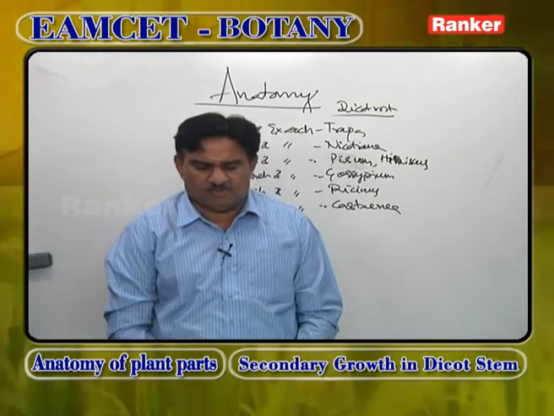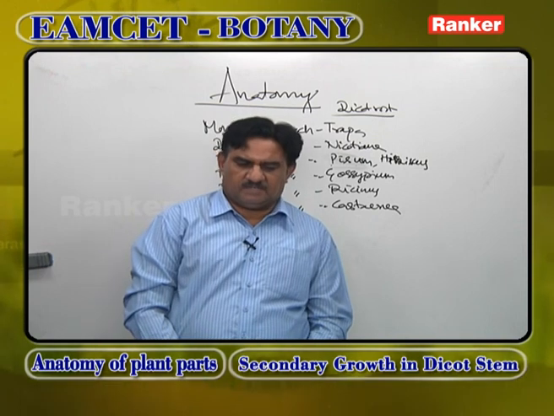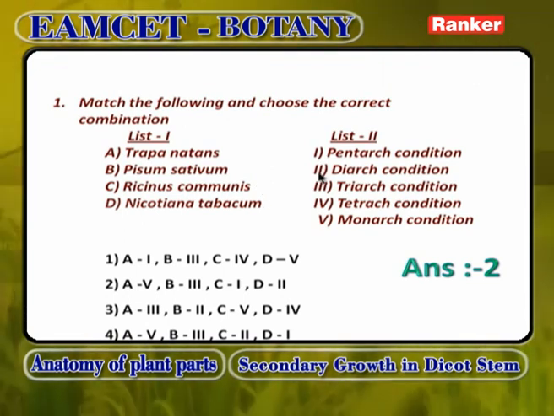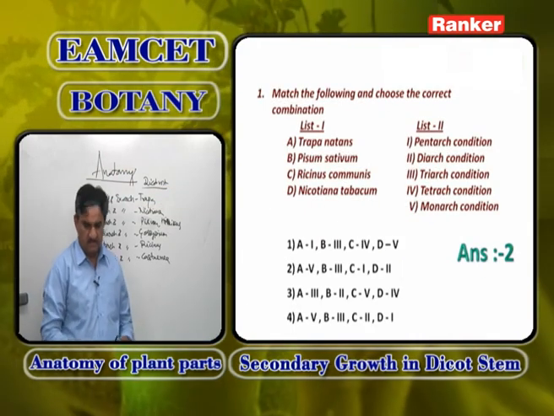So, when it comes to the combinations, match the following and choose the correct answer. Trapa natans, monarch condition, 5. Pisum sativum, triarch condition, 3. Ricinus communis, pentarch condition, 1. Nicotiana tabacum, diarch condition, 2. So A5, B3, C1, D2.